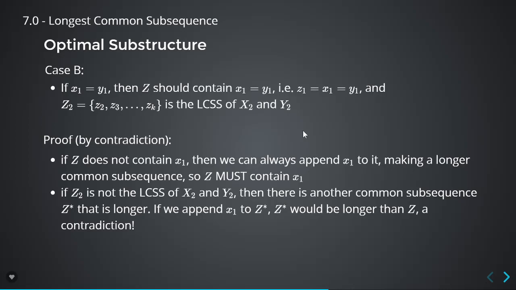For the optimal substructure, it's the same exact argument as before. So we have the subproblem where we got rid of x1 and y1, so the solution is Z2. If Z2 is not optimal, then there's a longer one, Z star or something. Then again, I just add x1 to it. And voila, I have something longer. I have a better solution than the optimal solution. So it does have optimal substructure. Right, remember, optimal substructure means the optimal solution contains the optimal solutions to the subproblems.